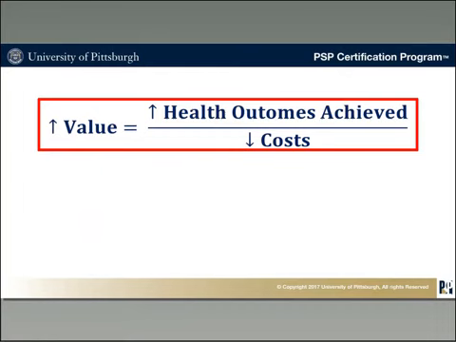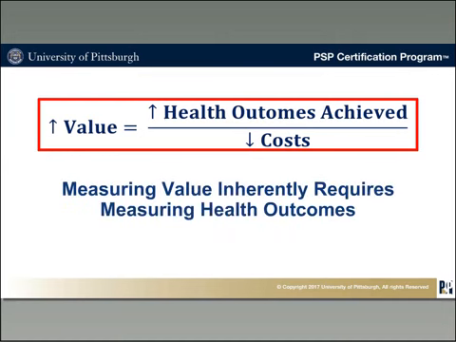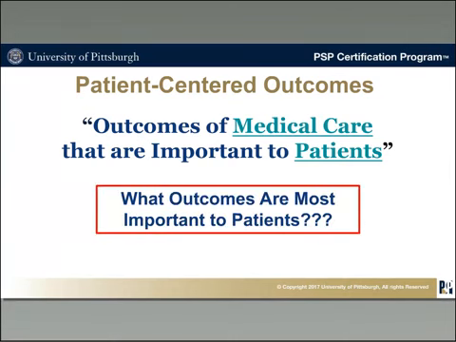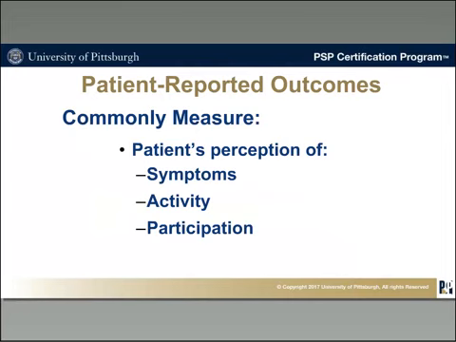So as we saw in our previous presentation, we can increase value by increasing the health outcomes achieved or decreasing the cost for achieving those outcomes. And this implies that measuring value inherently requires measuring health outcomes. These health outcomes, as we talked about before, must be patient-centered. That is, the outcomes of the care that you're providing to the patient are important to the patient. So what outcomes are most important? Again, it's going to be the patient's perception of their symptoms, activity, and participation.